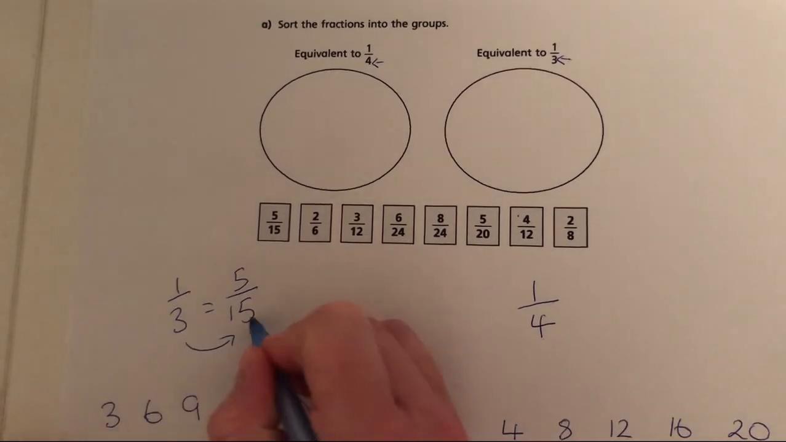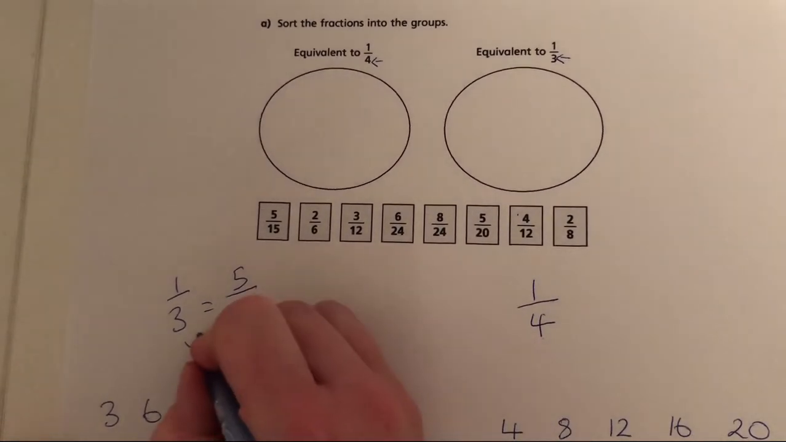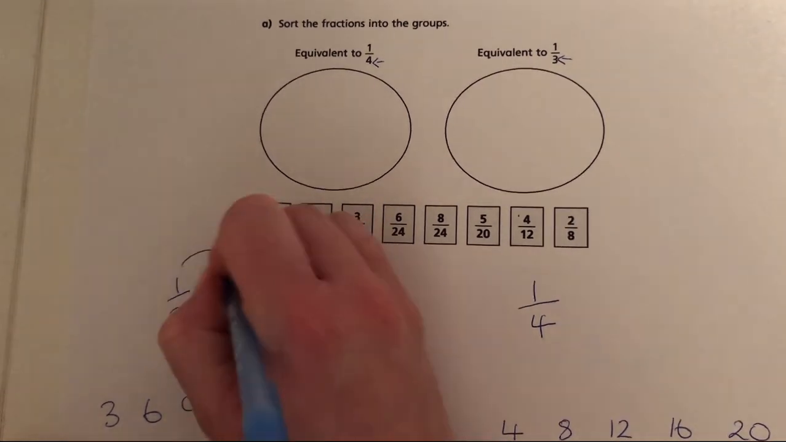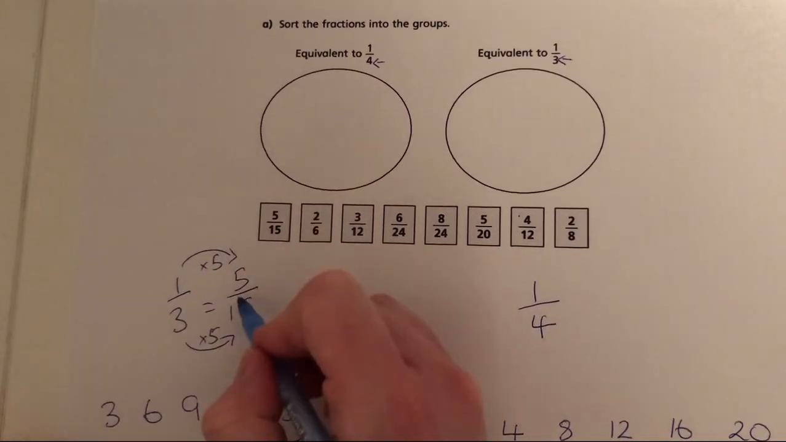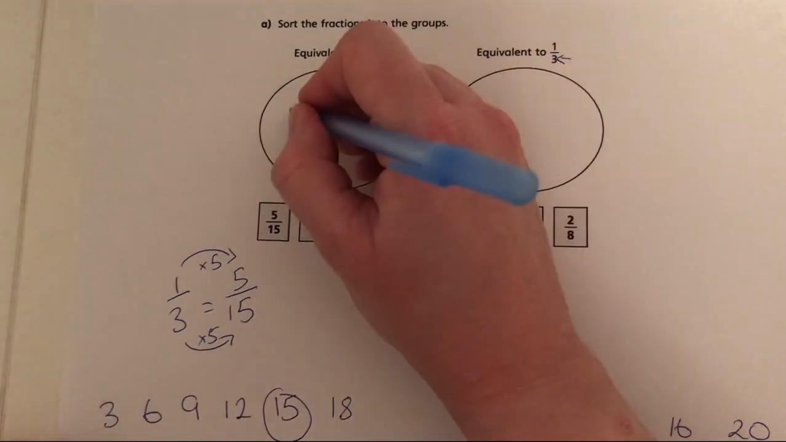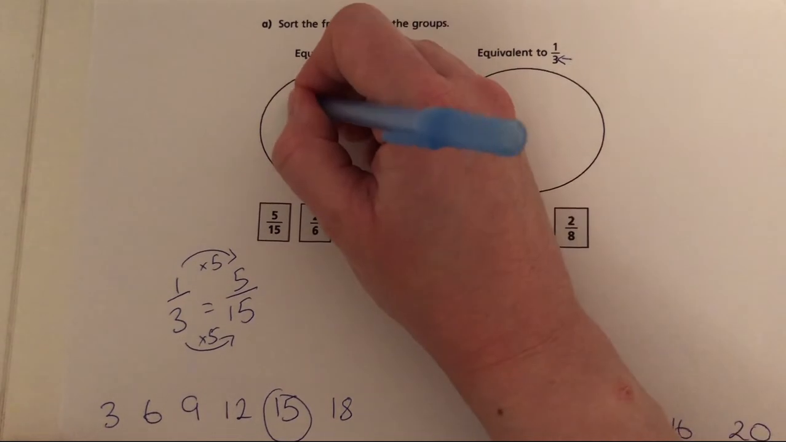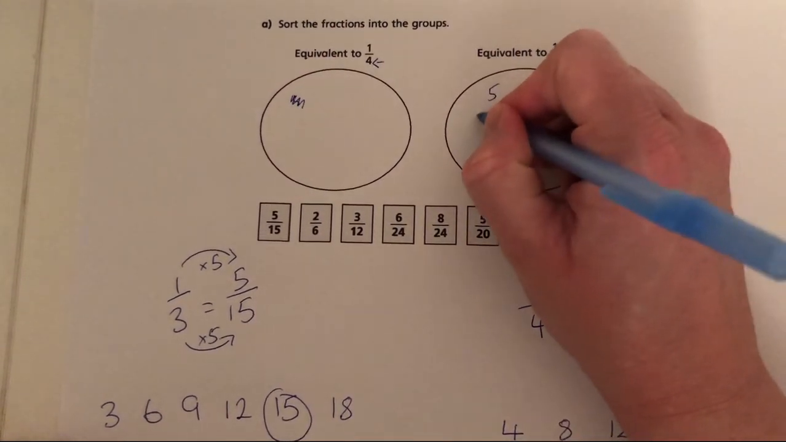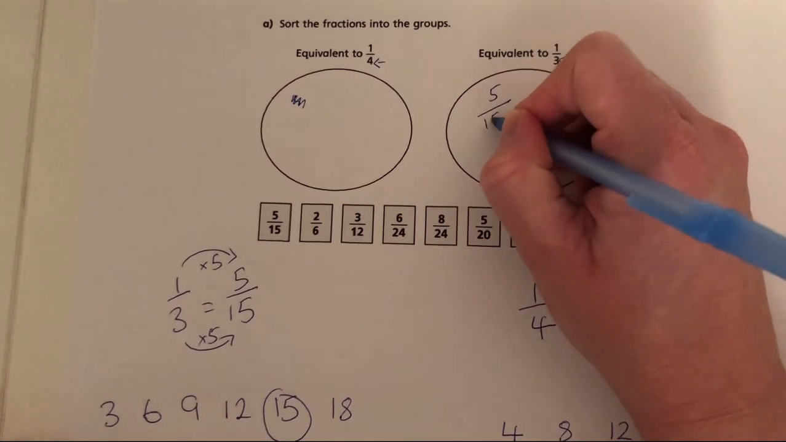So 3 times what gets me to 15? 3 times 5, so I have to do the same to the top. 1 times 5 is 5. So 5/15ths is equal to 1/3, okay?